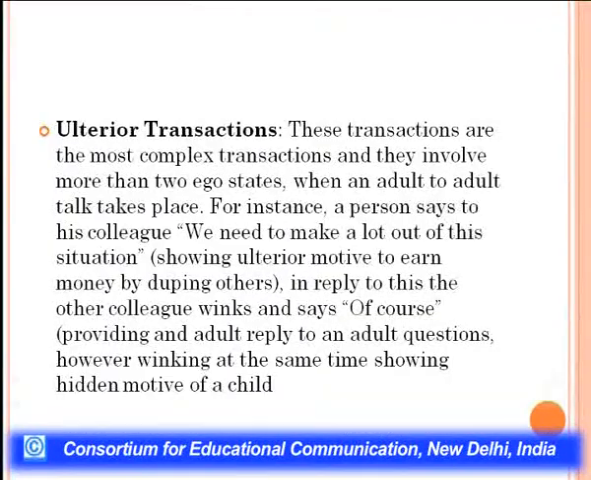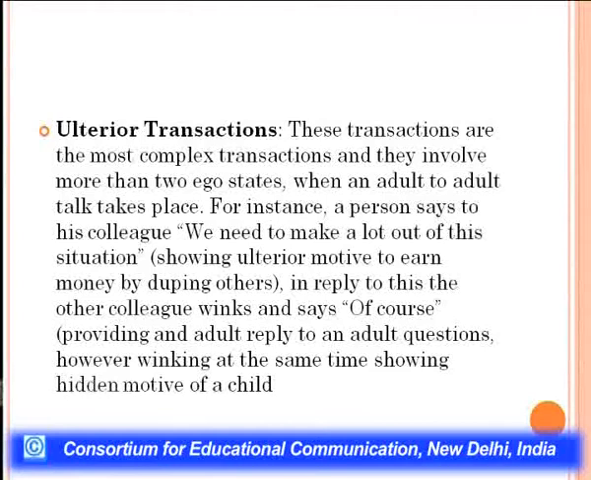The cross transactions will always have a critical response. In the ulterior transaction, the responses are hidden and there is a hidden message, and two transactions are thrown at simultaneously. These transactions are the most complex transactions, and they involve more than two ego states.